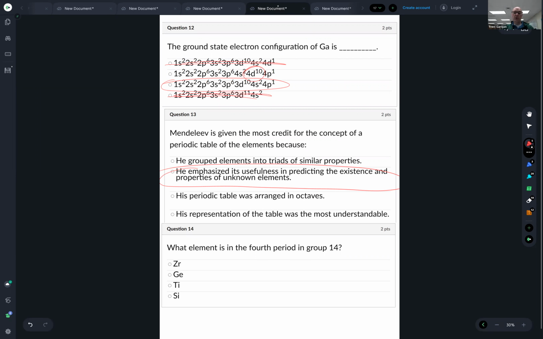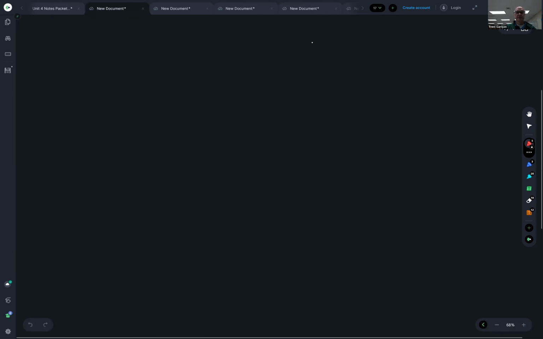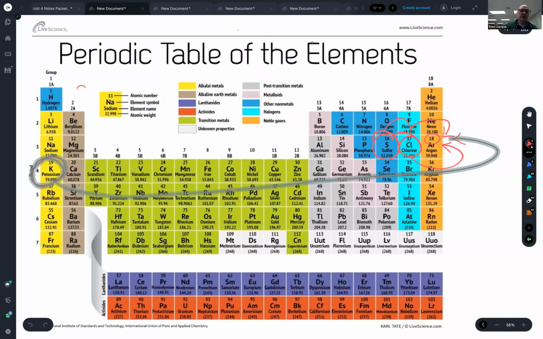What is the element in the 4th period of group 14? 4th period means it's on the 4th row, and 14 means that it's in the group of germanium, because that would have 4 valence electrons. Let me show you that on a periodic table. The 4th period is right there beside potassium that we circled before. It's right here. 14th group, you come together, and that's why it's germanium.